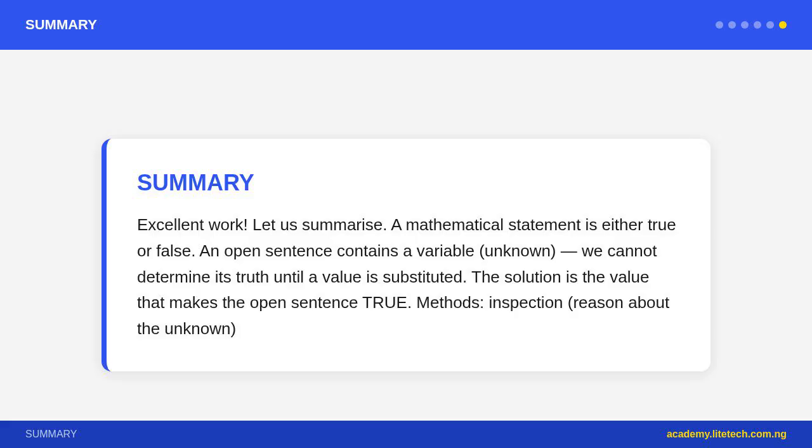Let us summarize. A mathematical statement is either true or false. An open sentence contains a variable, an unknown, and we cannot determine its truth until a value is substituted. The solution is the value that makes the open sentence true. Methods: inspection, reasoning about the unknown, and substitution, checking a proposed value. Translating word problems: identify the unknown, name it with a letter, write the equation. Open sentences may also be inequalities.